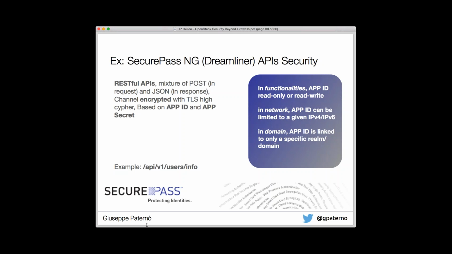In network, what we did is that an application ID, which is our API key, can be limited to a given IPv4 and IPv6 subnet. So if you have an application ID that is able to write, why should I enable it globally? I can say read-only is for everybody, and read-write is only for a given set of IPs. And then if you plan to have an application that is multi-tenant, please make sure that it's bound to a specific realm or domain, so that each of your customers is really segregated from the others.